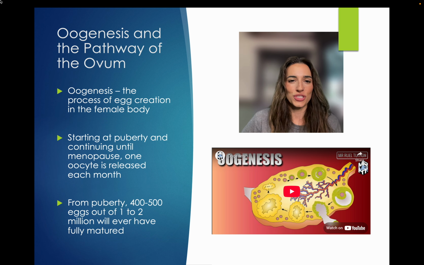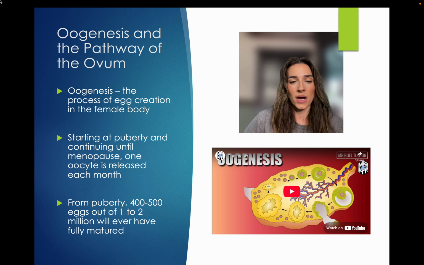Now let's talk about oogenesis, the process of egg formation in the female body. It actually starts before birth. While still in the womb, a baby girl's ovaries produce oogonia, diploid cells that begin meiosis but pause in prophase 1, becoming primary oocytes. At birth, she has about 1 to 2 million of them.